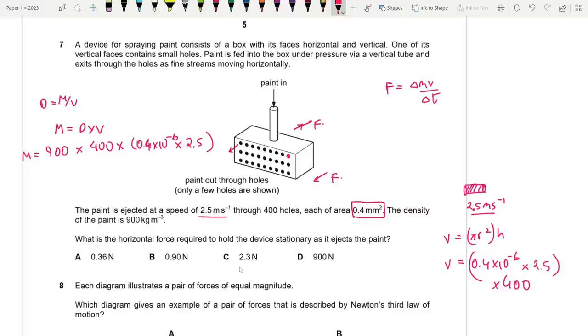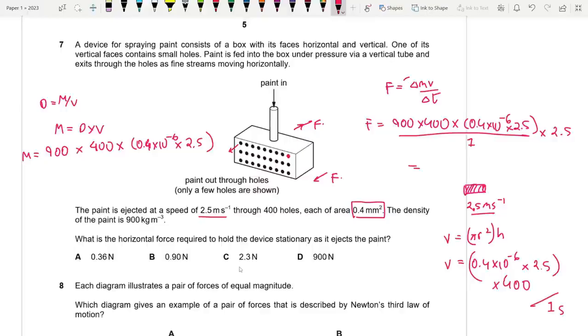Okay, that's good. Now we have the mass, and all of this is occurring in 1 second, by the way, because we know that this 2.5 refers to the length moved by the paint per second. Now if you input it here, F is equal to 900 times 400 times 0.4 times 10 to the power minus 6 times 2.5 in 1 second, multiplied by the velocity, which is 2.5, we are going to get our final answer.